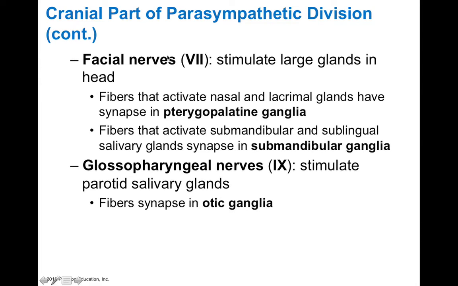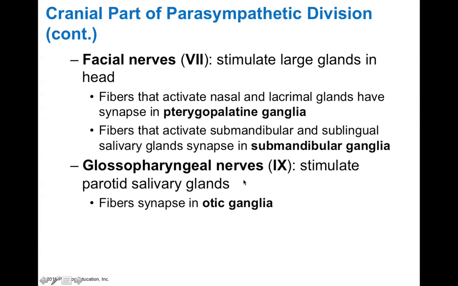Now, the facial nerve, or cranial nerve number 7, we talked about how its other function was for controlling a lot of somatic motor function to facial muscle expression, as well as taste, but it also has a parasympathetic function as well, and parasympathetically it stimulates large glands in the head. So we find that the fibers activate nasal and lacrimal glands. They have their synapses in the pterygopalatine ganglia, and fibers that activate the submandibular and sublingual glands have their synapses in the submandibular ganglia. So there are 2 different ganglia associated with the facial nerves here.